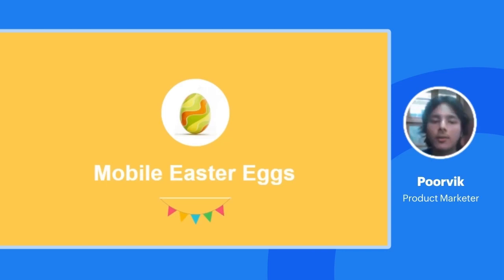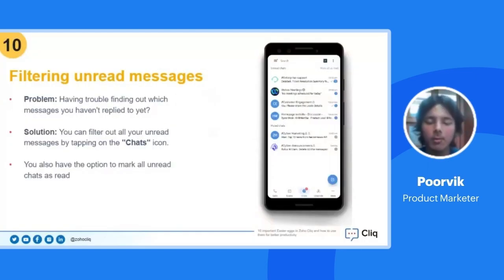So that's all for the collaboration Easter eggs. Next up we have mobile Easter eggs. Do you have trouble finding out which message you haven't replied to yet? There are a lot of messages, and there are a couple of 100 messages. If you want to filter out only the unread messages in mobile, all you have to do is tap on the chat icon at the bottom again when you're in chat, and this will filter out all the unread messages and show you only the unread chats of your Cliq.